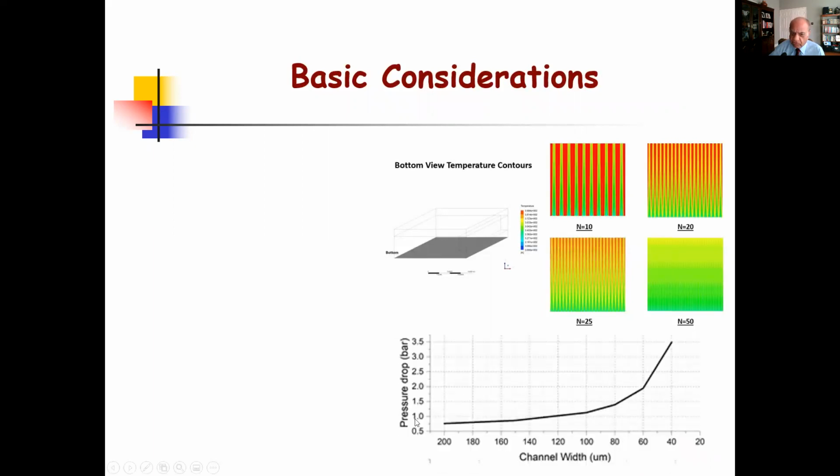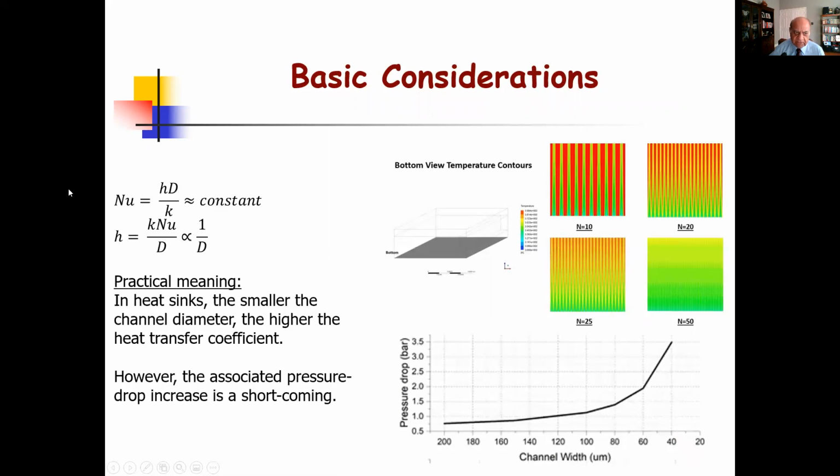This shows the dependence of pressure drop on channel width. As the channel width decreases, which you can see here, the pressure obviously increases, and at times it becomes critical to make sure that the pressure is within reasonable limits.